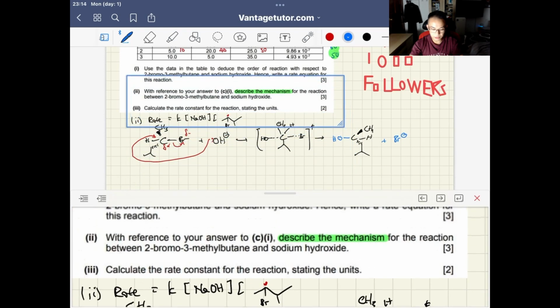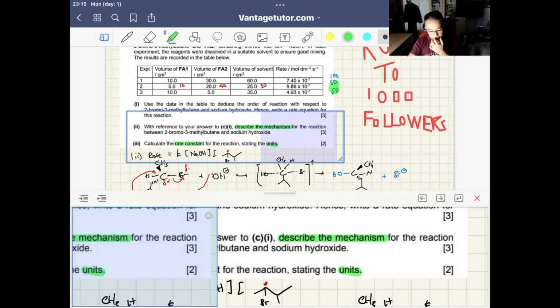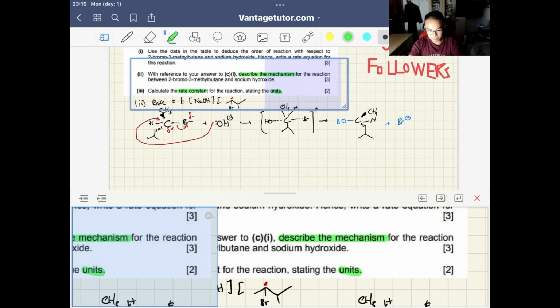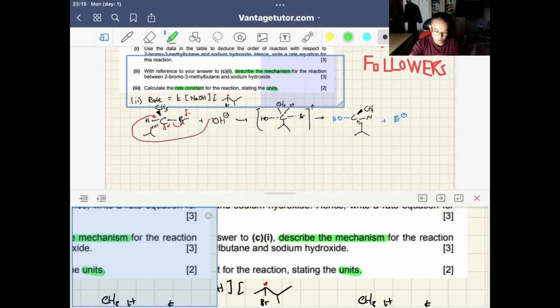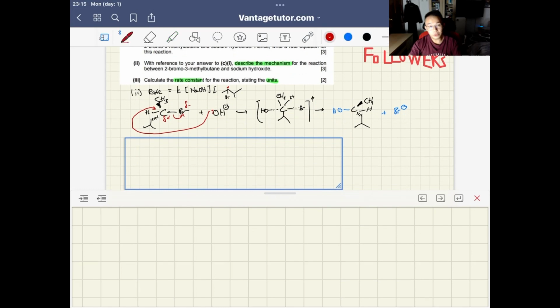Alright, the very last part. You need to calculate the rate constant, stating the units. Okay, so how to calculate the rate constant? Alright, so let's take this down here. Rate constant very often is just your k. So to calculate a rate constant, you need to know the rate of reaction, your given concentration of each reactant, and then you just do some algebra manipulation, solve for a rate, and at the same time solve for your units. Okay, so I'm going to do it right now.